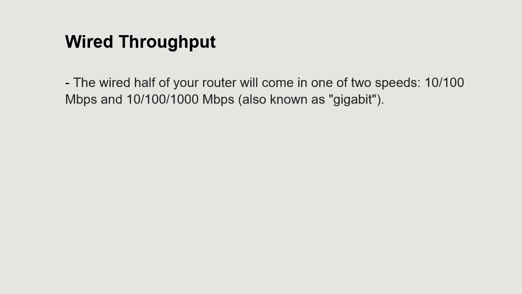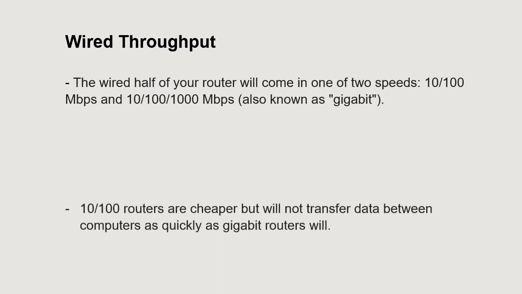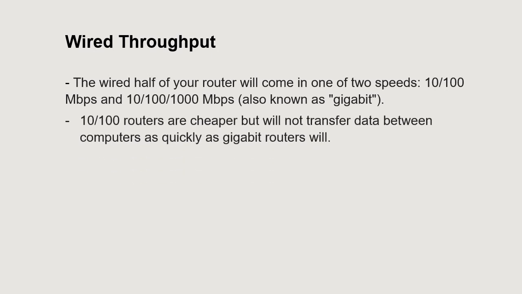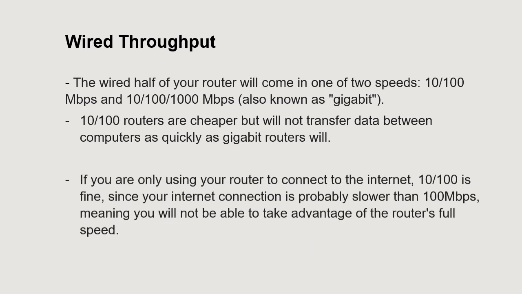So if we have the wireless throughput, we also have our wired throughput. The wired half of your router will come in two speeds, 10/100 Mbps and 10/100/1000 Mbps, also known as gigabit. 10/100 routers are cheaper but will not transfer data between computers as quickly as gigabit routers will.